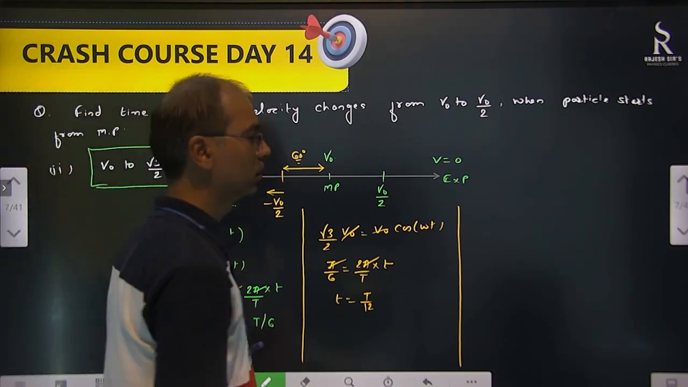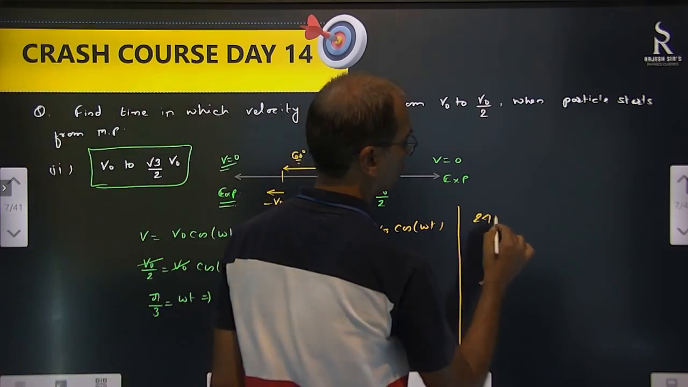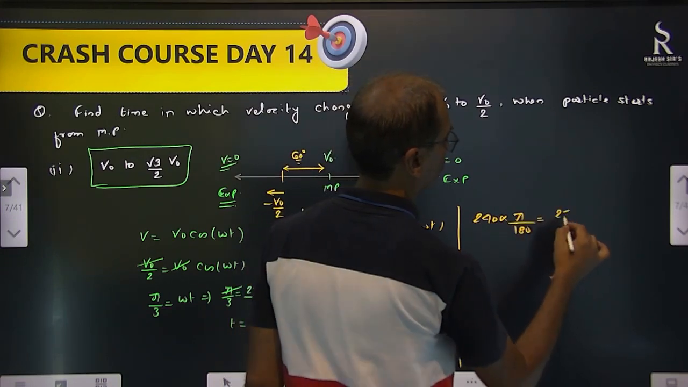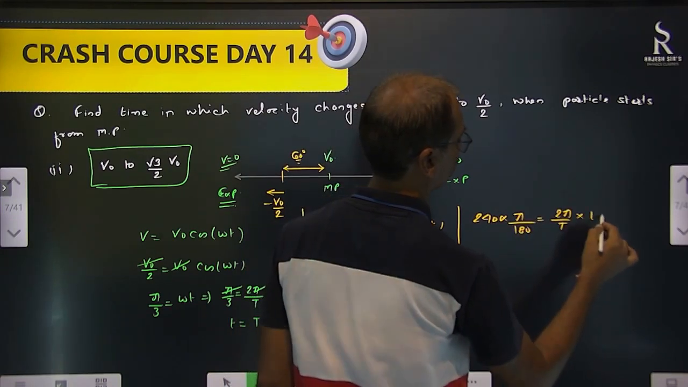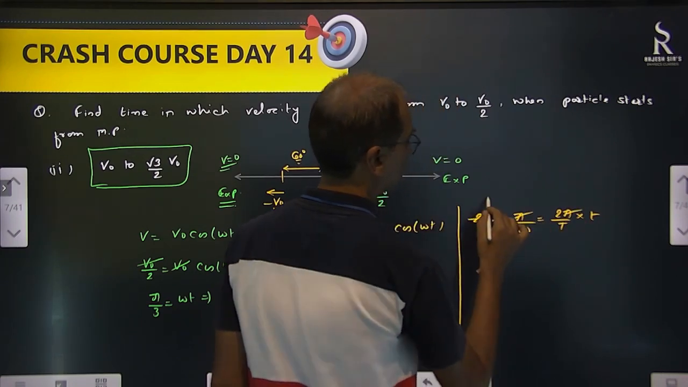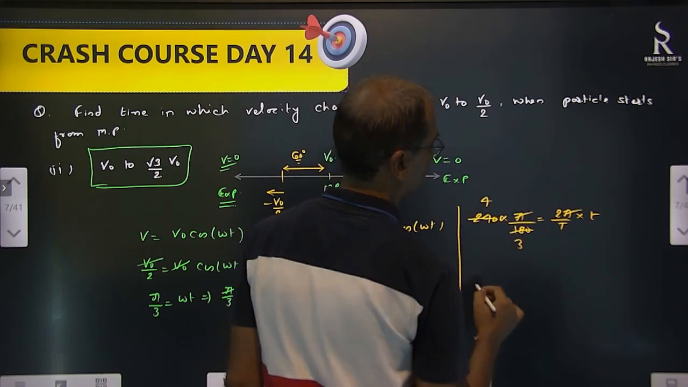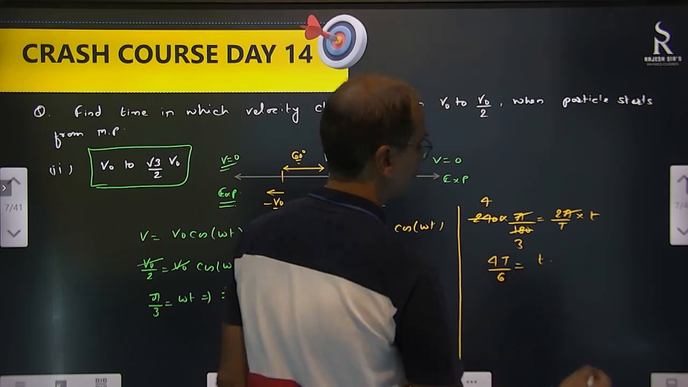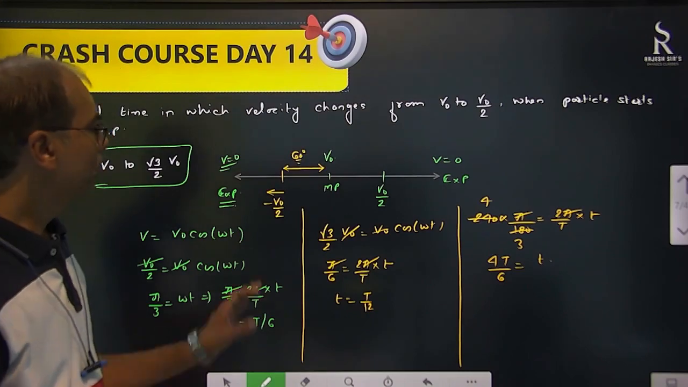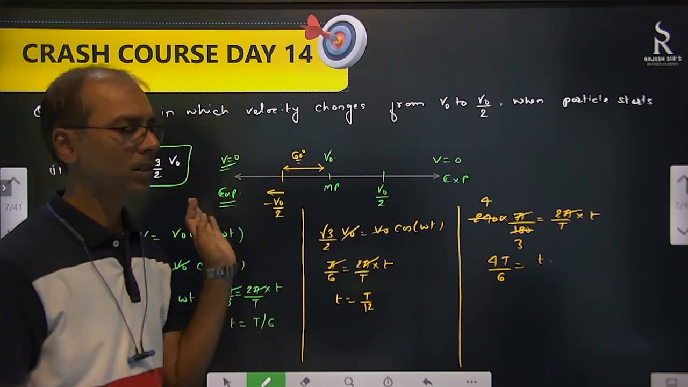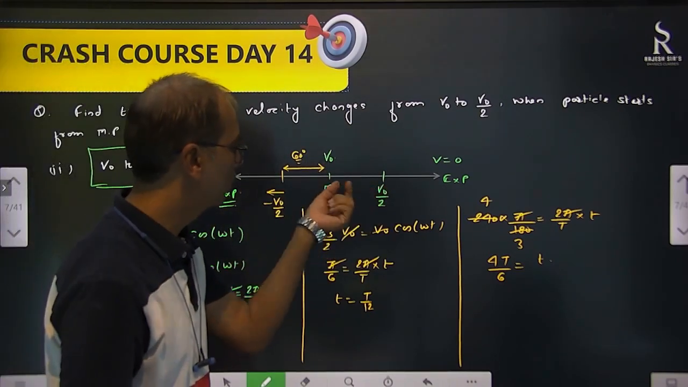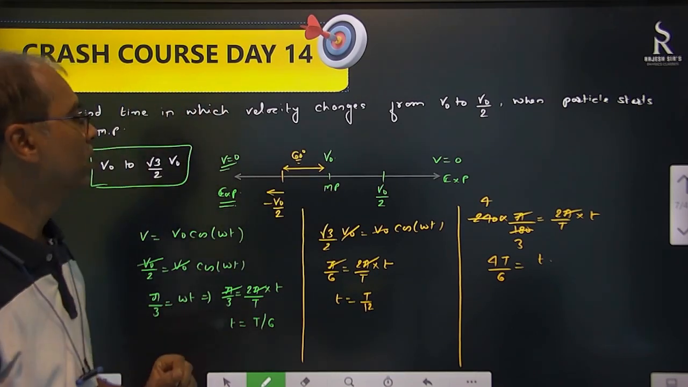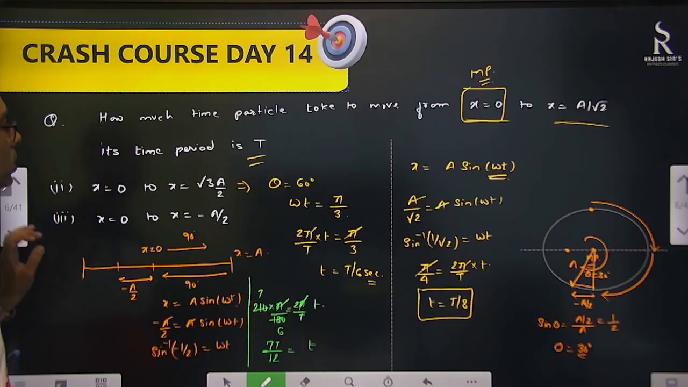We have done the same. 240 degrees equals omega t. 240 into pi by 180 equals 2 pi by T into t. Pi cancelled. This is 4 and this is 3. So 4T by 6 is the time, or 2T by 3. Because it's similar, both sides are exactly similar. Here to here v naught by 2, so here to here v naught by 2. Exactly similarly we can do.